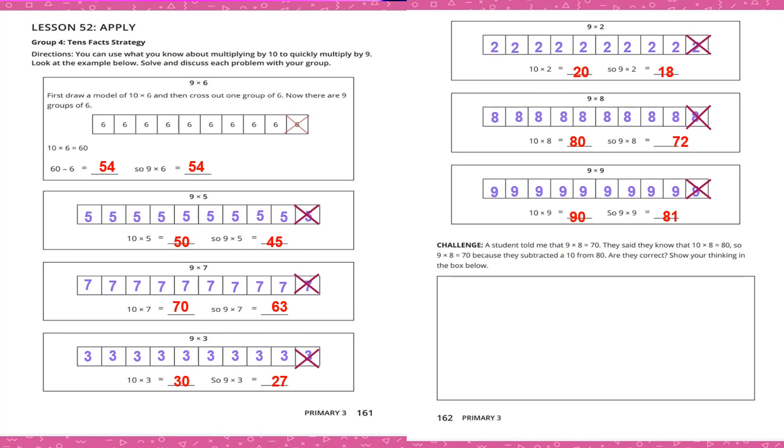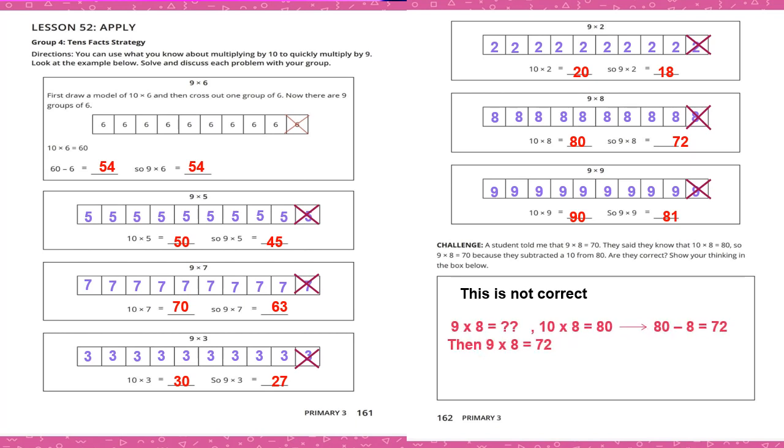Our challenge here: a student told me that 9 times 8 equals 70. They said they know that 10 times 8 equals 80, so 9 times 8 equals 70 because they subtracted a 10 from 80. Are they correct? Show your thinking in the box below.